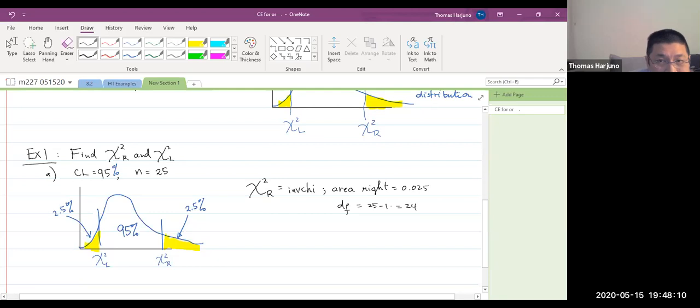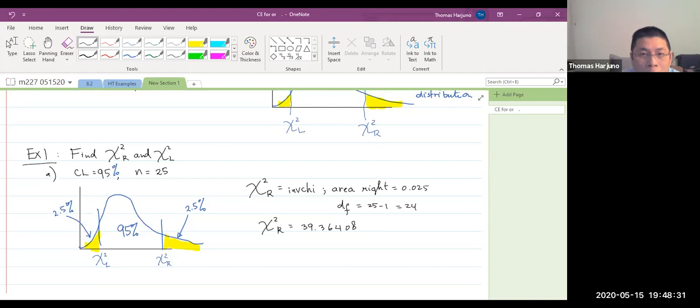And the result I get is chi squared right to be 39.36408. Now I want you to try it yourself. Do yours. Again, I assume you already programmed your calculator. Chi squared right is when the area to the right is 0.025.